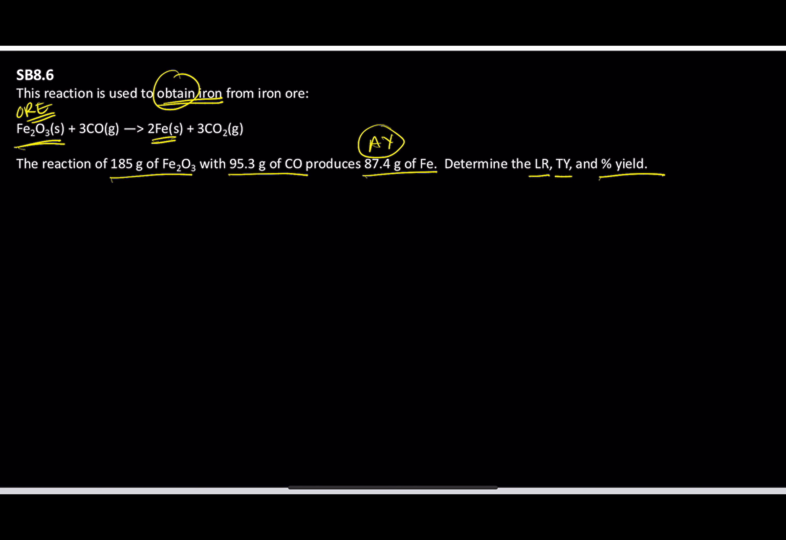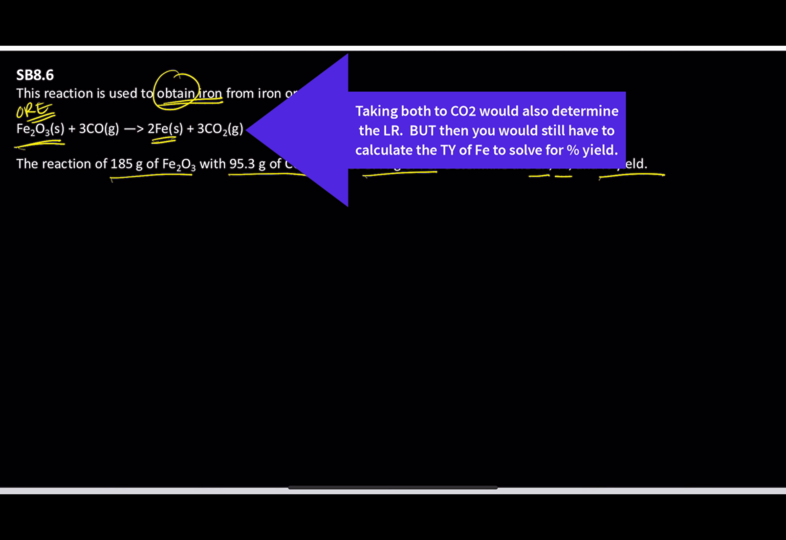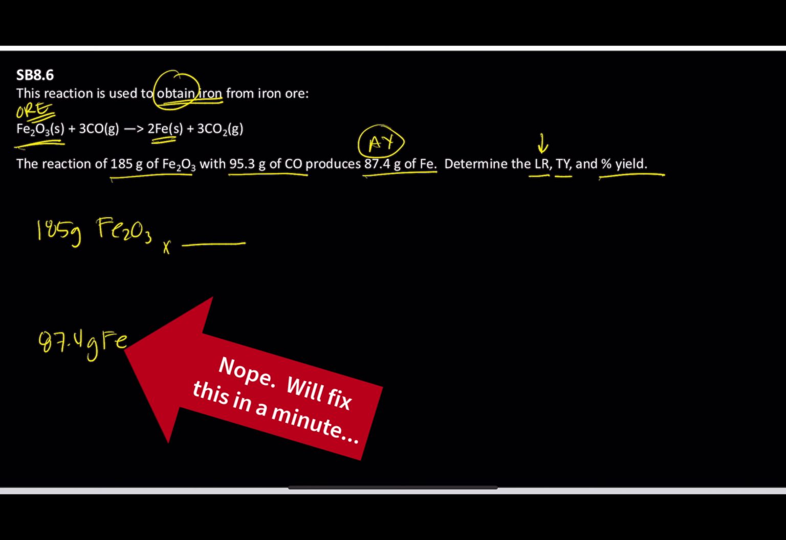So step 1 is, let's figure out which produces the least amount of product. So we're going to start with our grams of each reactant and run them all the way through to our desired product, which is iron. Okay, so this starts just like the previous problem, where we're going to start with our 185 grams of iron oxide, and also our 95.3 grams of carbon monoxide.